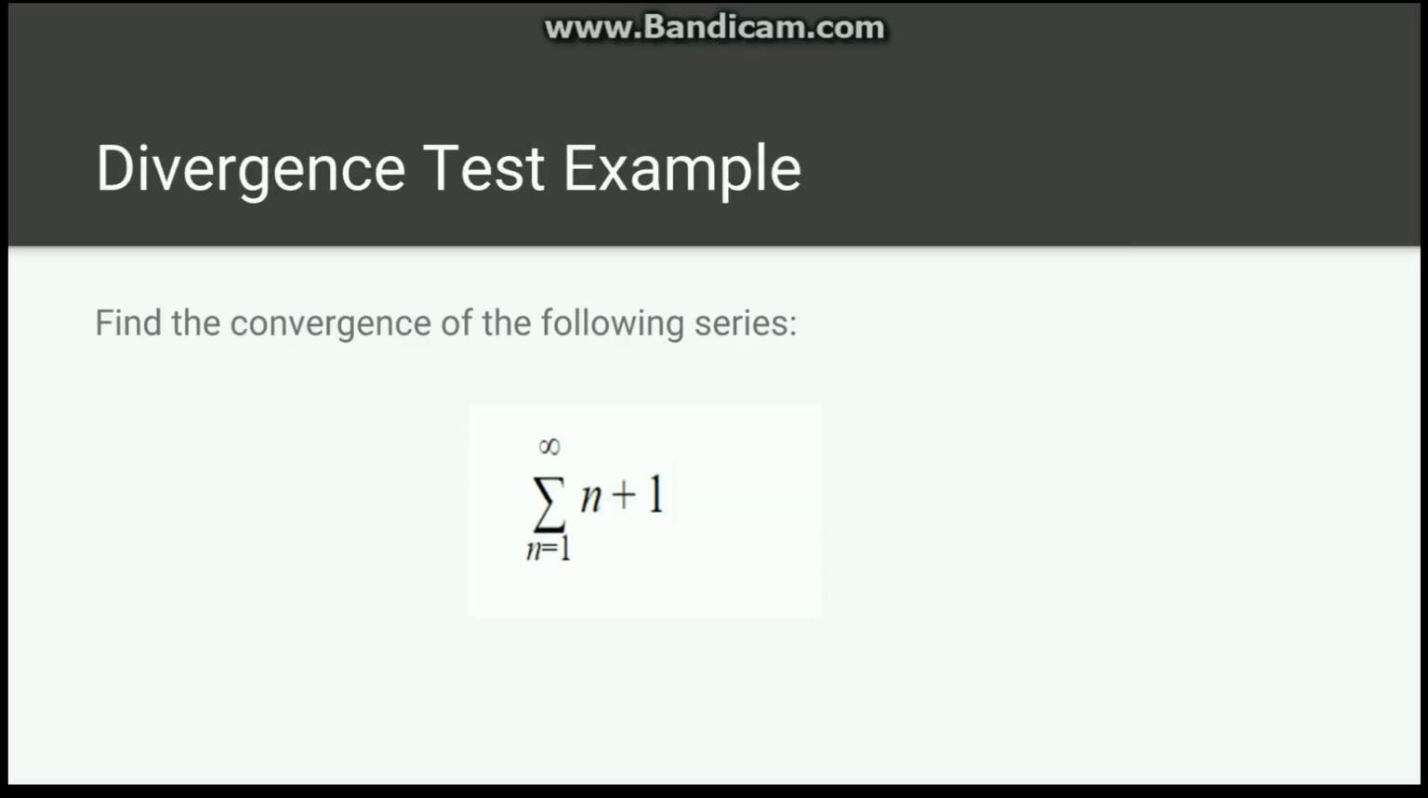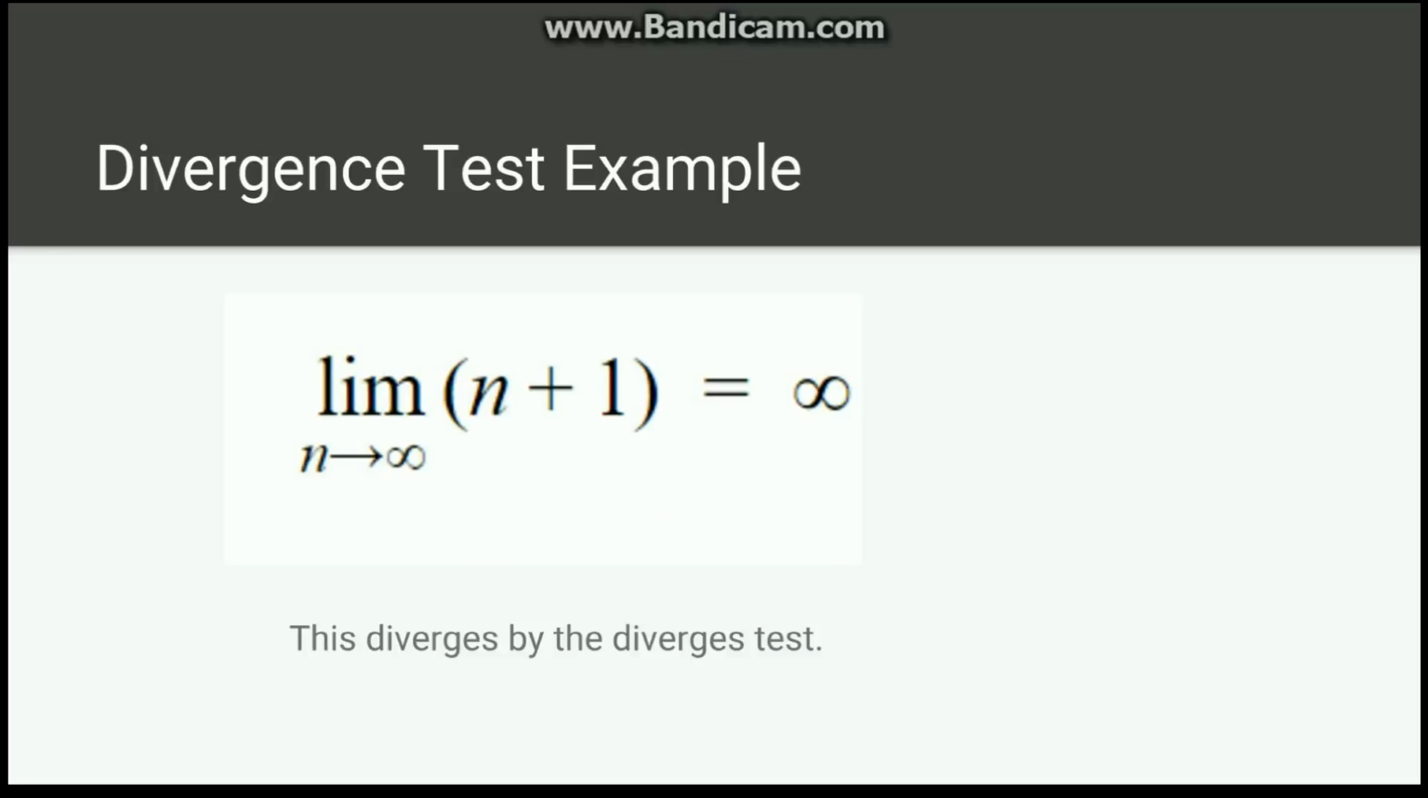So for our first divergence test example, we have the limit as n goes to infinity of n plus 1 equals infinity. So this diverges by the divergence test because if you insert n as infinity, then you get infinity, which is not equal to 0, so it diverges.